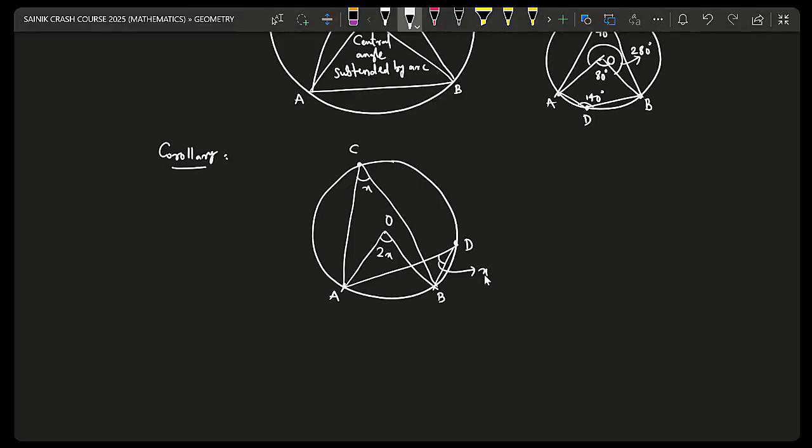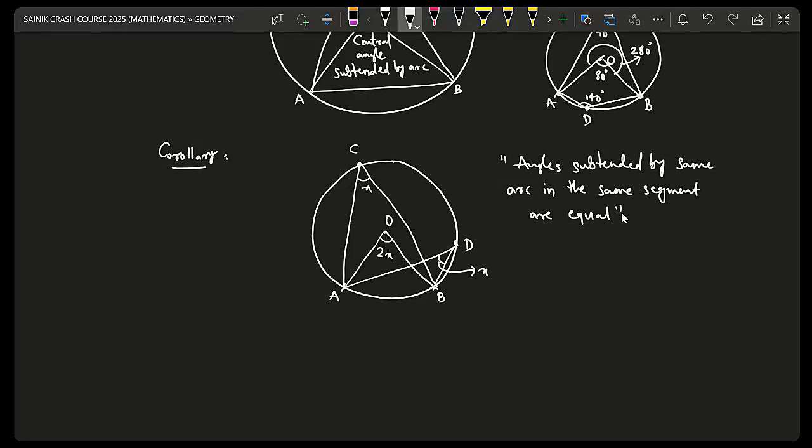That means this is giving rise to a new statement. What is that? Angles subtended by the same arc in the same segment are always equal. So simply we can say angles in the same segment are equal. You can remember that. Okay.